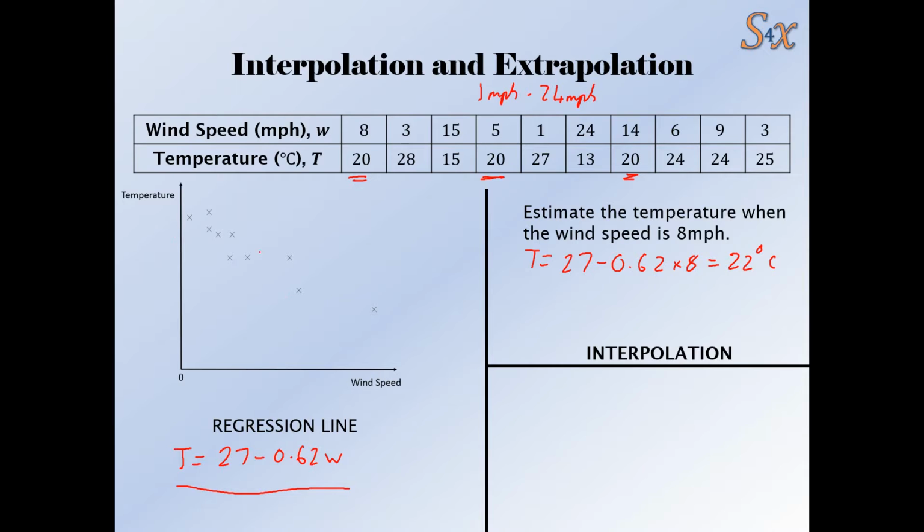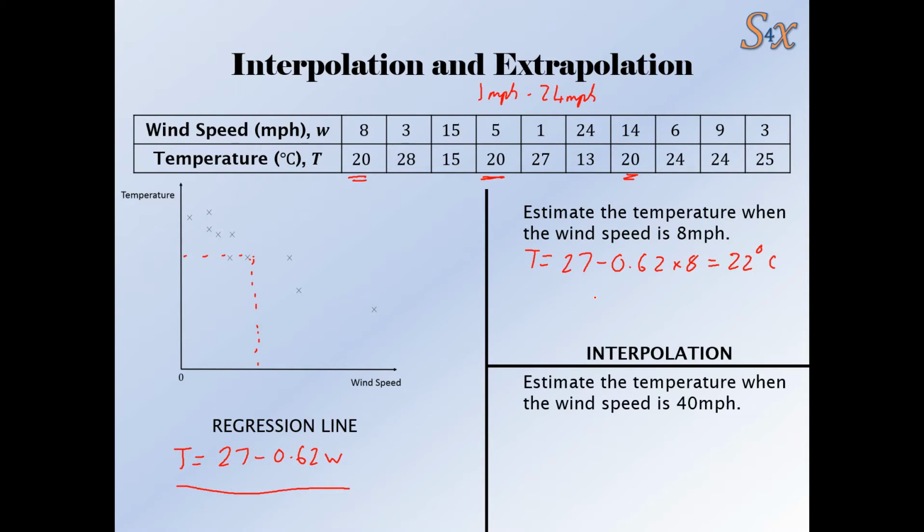So we're making an estimate, maybe around here somewhere, where we're trying to read off the temperature given the wind speed. It's well within our data range. So it's an interpolation. That means we're looking for an estimate within the range of our data. That normally means we can get quite a good estimation, and we can be happy with the certainty of that estimate, and that it's likely to be quite accurate.